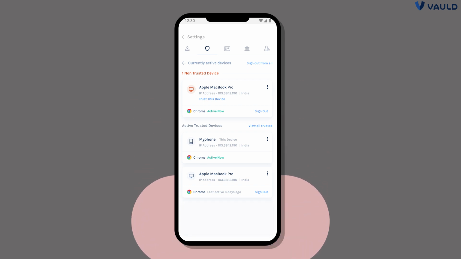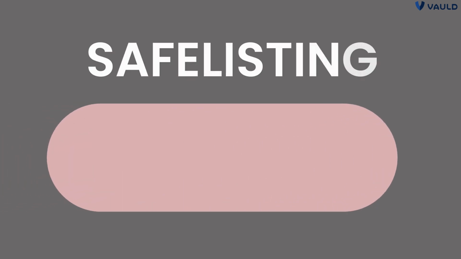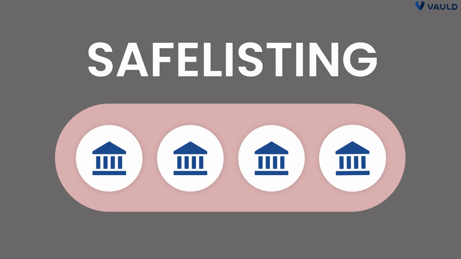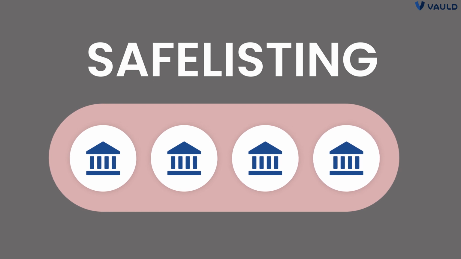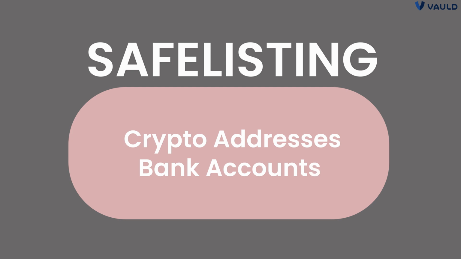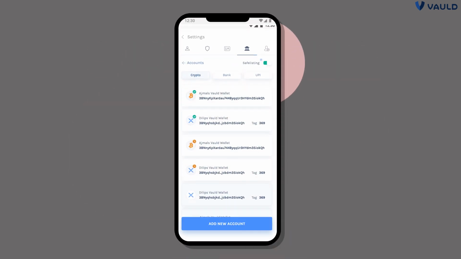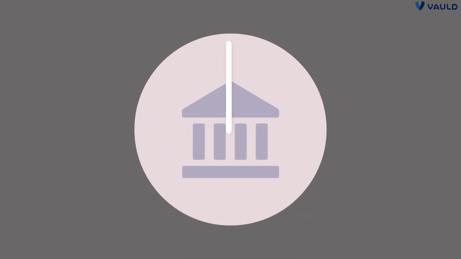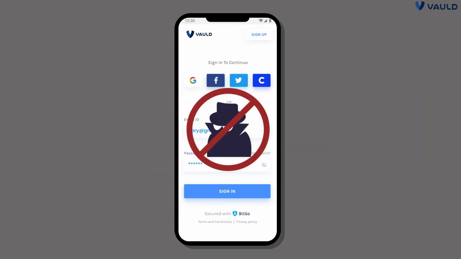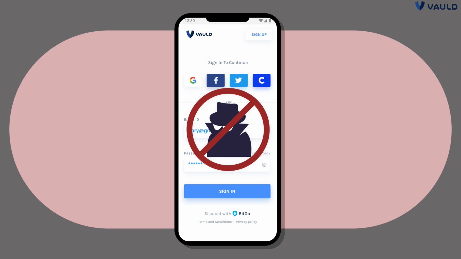Safe listing is another security feature that enables users to authorize withdrawals to only verified accounts. This includes crypto addresses, bank accounts. Once enabled, every withdrawal address added will have a 24-hour cool-off period, during which withdrawals to it cannot be made. So even if your login credentials are compromised, a malicious actor cannot immediately withdraw your assets.